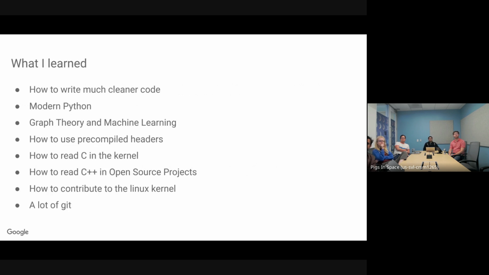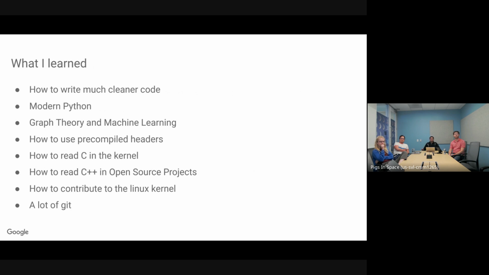So what did I learn? I learned how to write much cleaner code. My code has improved a lot since my first few commits, thanks to a bunch of the messages that I've been given. So I've learned modern Python. I've learned graph theory and machine learning when it came to trying to implement the header partitioning. Hierarchical clustering is something that's typically used in those fields.